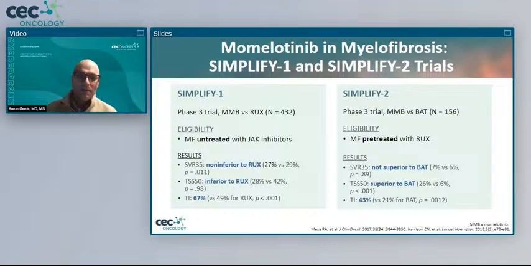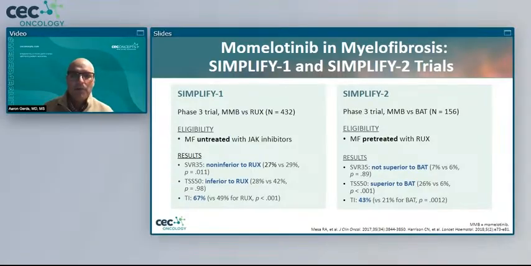The results were kind of mixed, though. So momelotinib was not inferior to ruxolitinib in terms of spleen volume response, but was inferior to ruxolitinib in terms of symptom burden improvement. But the thing that kind of emerged in a secondary analysis is that more patients were transfusion independent on momelotinib than on ruxolitinib in the trial.